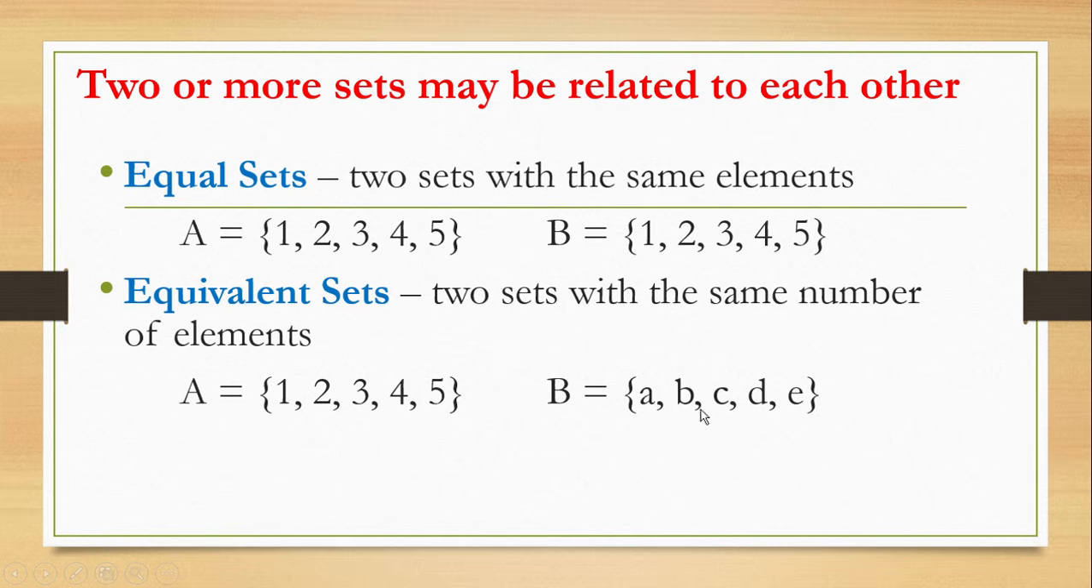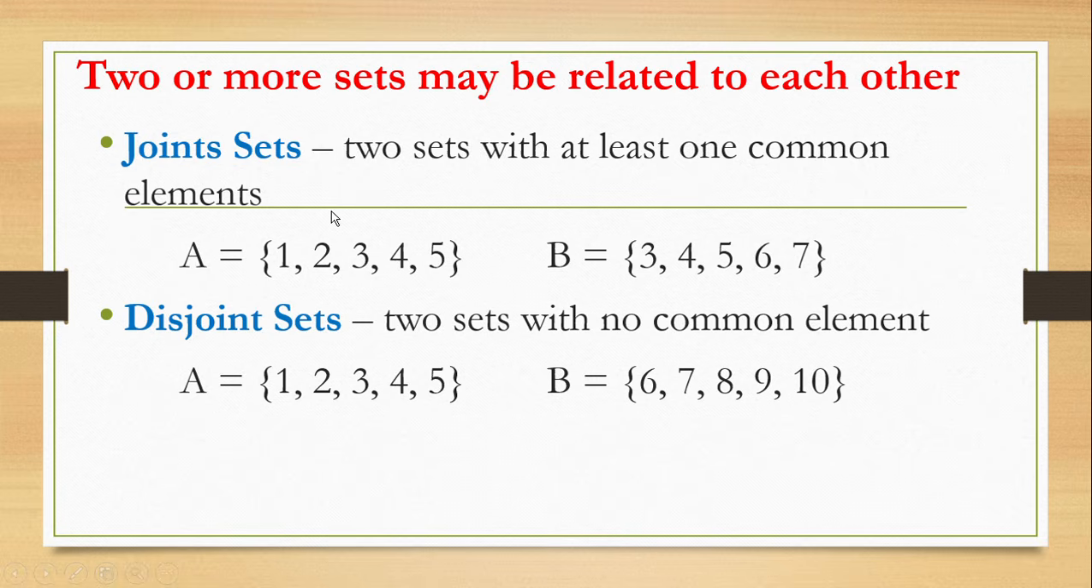Ito naman, magkaiba naman to ng this is the literal coefficient or letters. This is a number. So, pero parehas sila ng bilang. So, yun ang pinagkaiba ng equal sets at equivalent sets. I hope na naiintindihan yung sinasabi ko, ha?